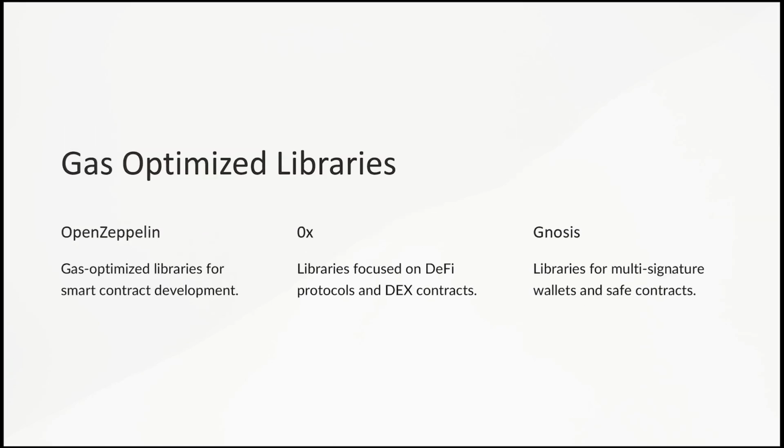Some gas optimized libraries are OpenZeppelin for smart contract development, mainly used for writing secure and scalable smart contracts. Aux library focuses on DeFi protocols and DEX contracts. Genesis library can be used for multi-signature wallets and safe contracts.